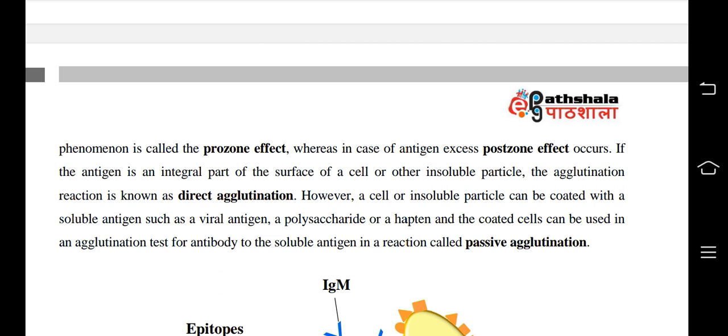If the antigen is an integral part of the surface of a cell or other insoluble particle, the agglutination reaction is known as direct agglutination. However, a cell or insoluble particle can be coated with a soluble antigen such as a viral antigen, a polysaccharide or a hapten, and the coated antigen can be used in an agglutination test for antibody to the soluble antigen in a reaction called passive agglutination. So, two types are there, active agglutination and passive.